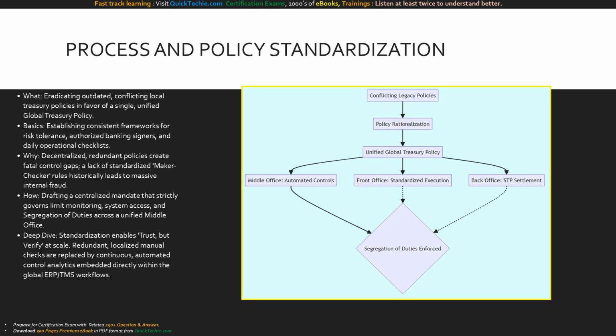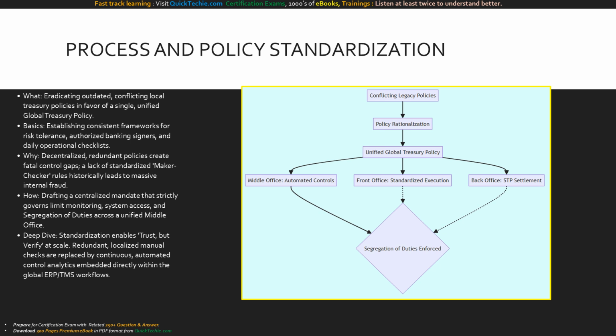To sustain our new architecture, we must execute process and policy standardization. What does this mean? We must aggressively eradicate outdated, conflicting local treasury policies and enforce a single, unified global treasury policy. The basics involve standardizing everything, from risk tolerance limits to authorized bank signers to daily reconciliation checklists.